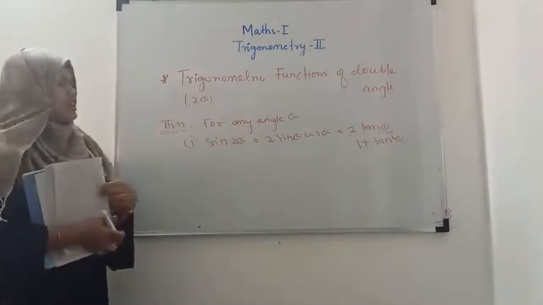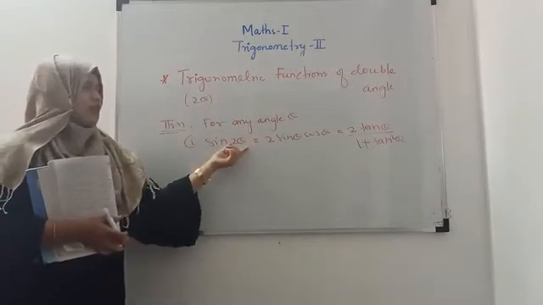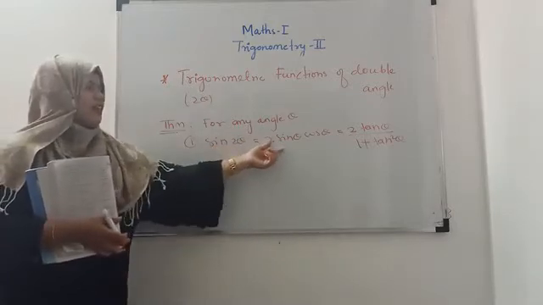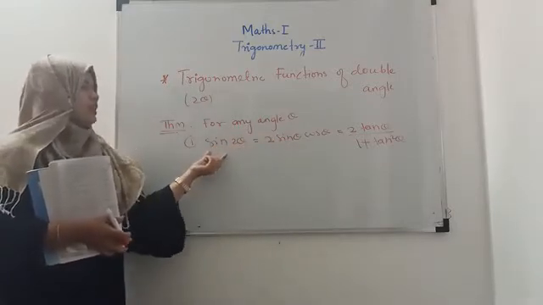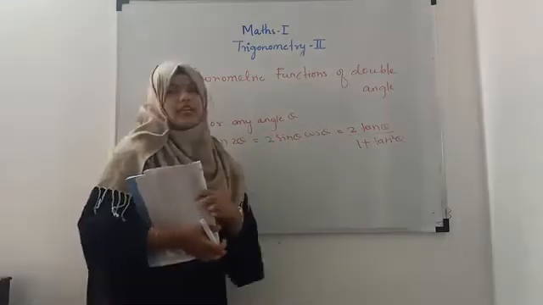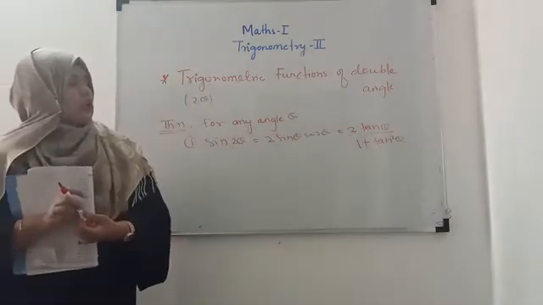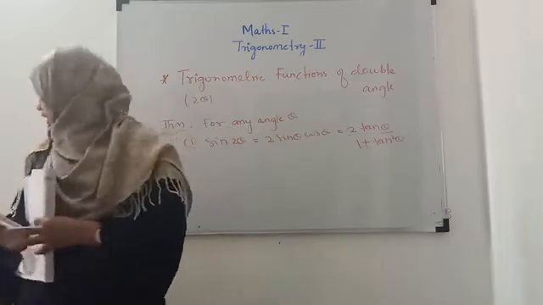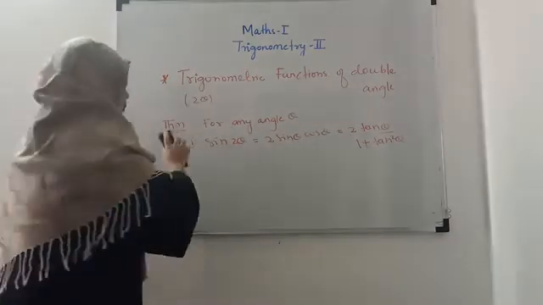That we will see. We will see how these formulas come about. Okay, we will derive this formula. We will prove this formula. Sin 2 theta is equals to 2 sin theta cos theta and 2 tan theta divided by 1 plus tan square theta.